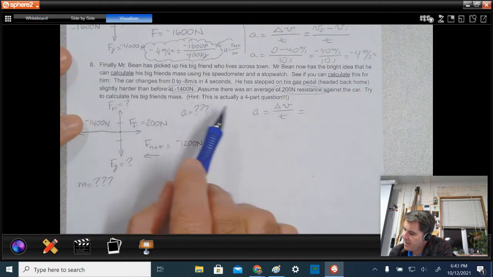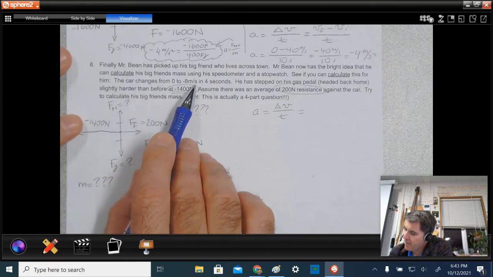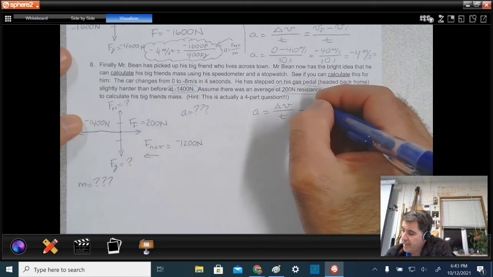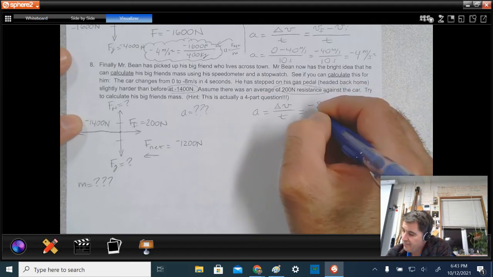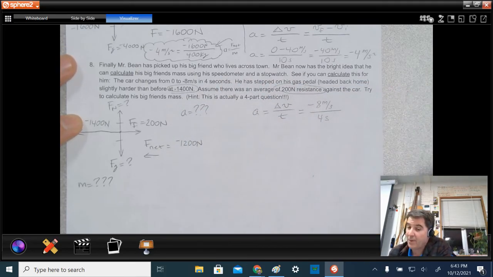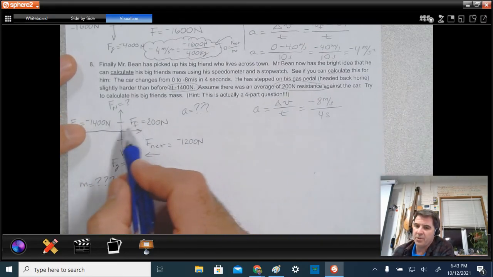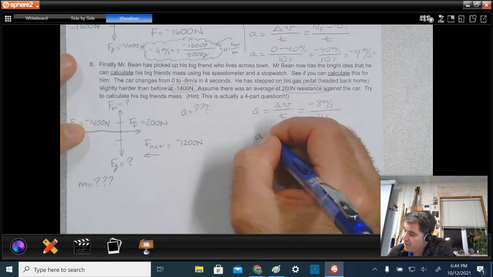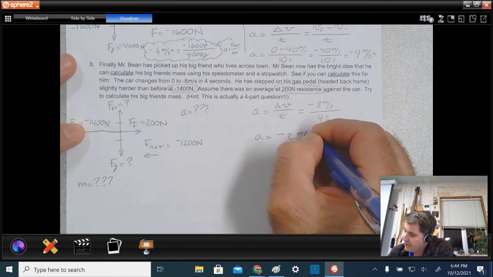So let's see what it says. It says the car changes from 0 to negative 8 meters per second in 4 seconds. So it is going to change by negative 8 meters per second, and it's going to do it in 4 seconds. When you look at it that way, it's actually pretty easy to find the acceleration. You just couldn't do it using the force equation. You couldn't do it using Newton's laws. So the acceleration in this case is going to be negative 2 meters per second squared.